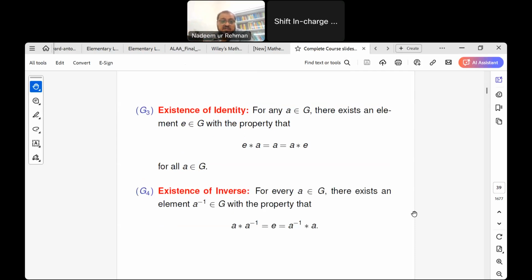And the last one is the existence of inverse. For every A belonging to G, there exists an element A inverse belonging to G with the property that A composition A inverse is equal to identity, and A inverse composition A is also identity. If G with the operation star satisfies these four properties G1, G2, G3, G4, then we can say that G is a group under this operation.